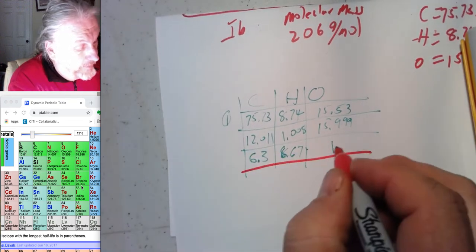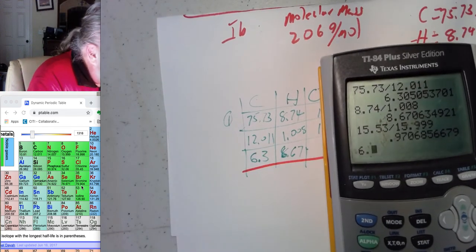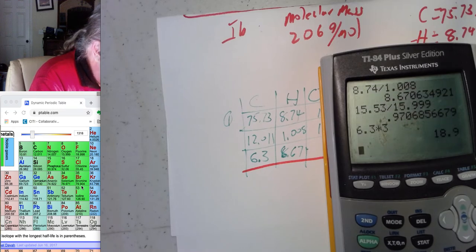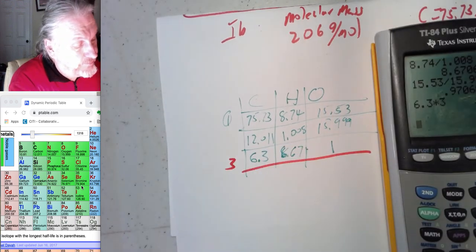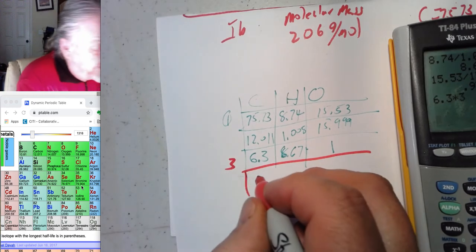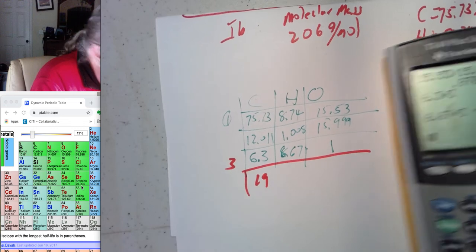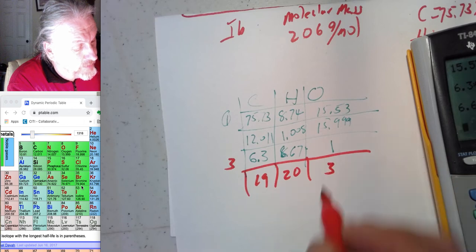Trying to get a whole number. The only whole number I got is right there. If I take 6.3 times 3, what does that give me? 18.9. Yeah, I can round that. So let's put a 3 here. 6.3, if I multiply that by 9, I'm going to get 19. All right, if I have 6.67 times 3, that's going to give me 20. That's good. And then 3 times 1 is 3.